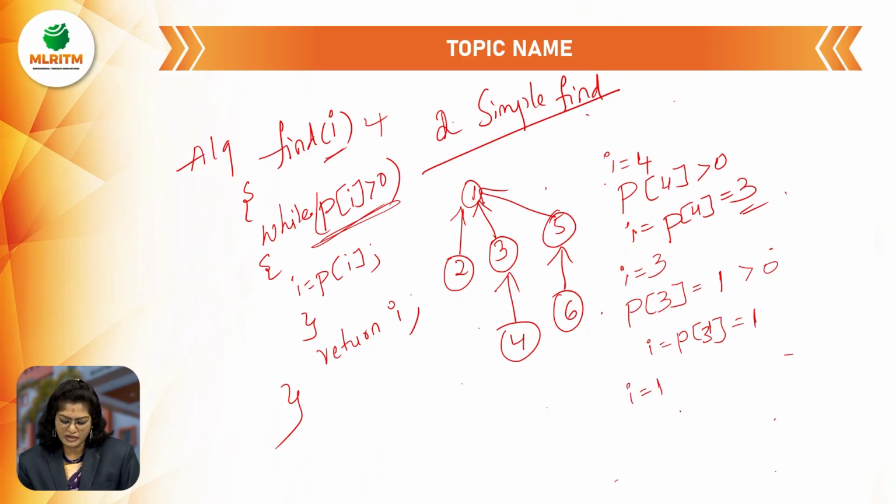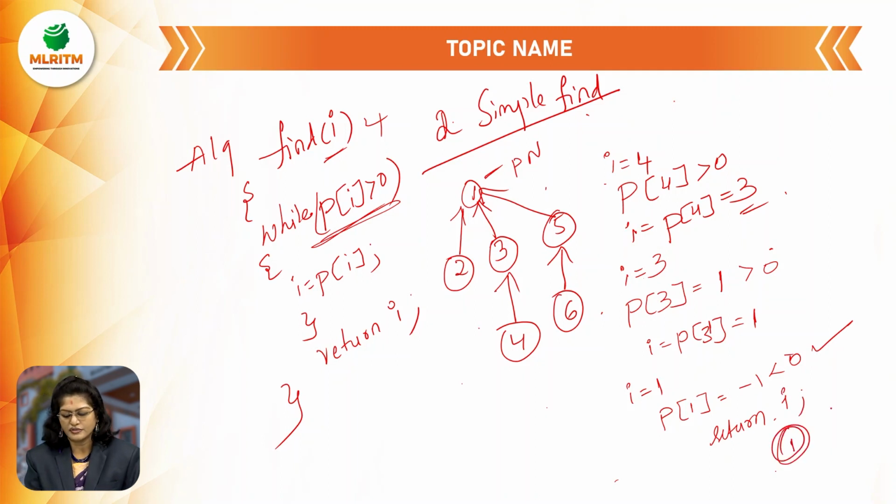Now I equals 1. Now P of 1, what is the value? It is -1, which is less than 0. Why is the value -1? Because this is a parent node. Now what do we return? Return I, which has the value 1. Like that you need to find the reverse step process by using the simple algorithm. So this comes under the find operation.